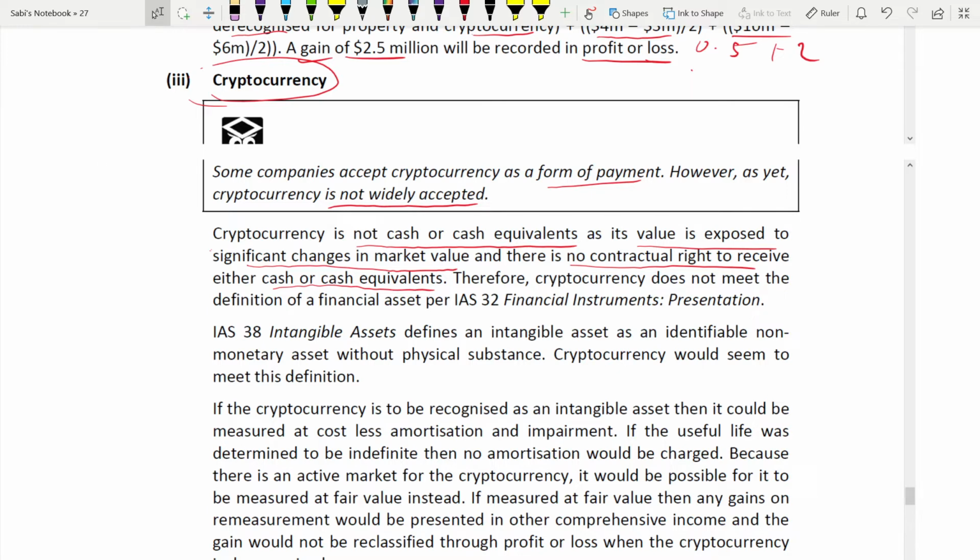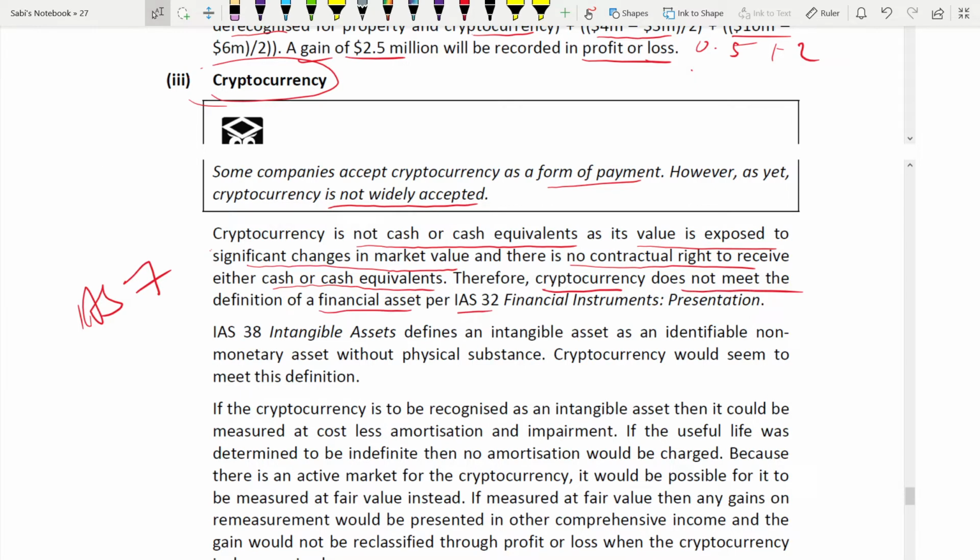Remember in your IAS 7, what is the definition of cash or cash equivalent? The value should not be exposed to significant changes in the market value, as well as there should be a contractual right to receive cash. Both of these are not satisfied, so it's not a cash or cash equivalent. Therefore, cryptocurrency does not meet the definition of a financial asset according to IAS 32.